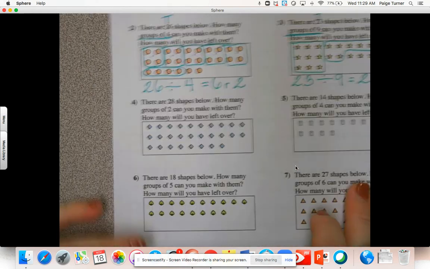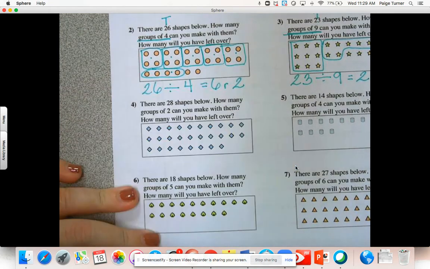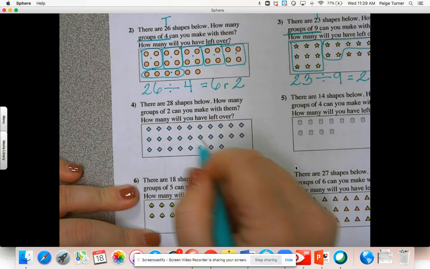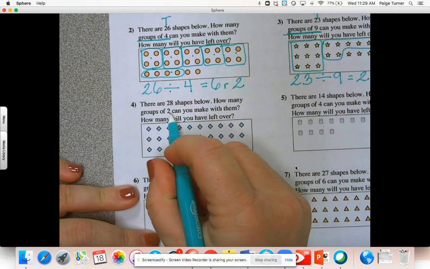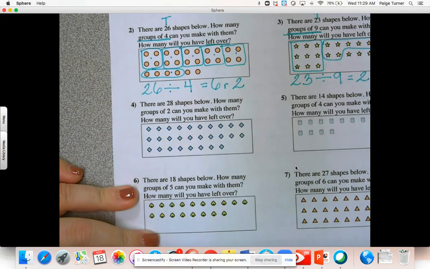All right, let's look at number 4 here. Number 4, there are 28 shapes below. How many groups of 2 can you make? Ooh, that's going to be a big number, right? Because if we have a large number of shapes here and we're only putting them in groups of 2, that's a small group. So that means we're going to have a bunch of groups. So how many groups of 2 and how many will we have left over?